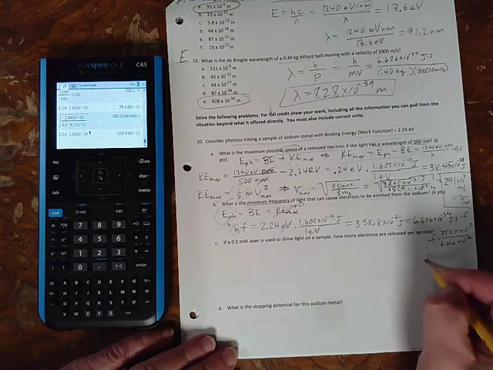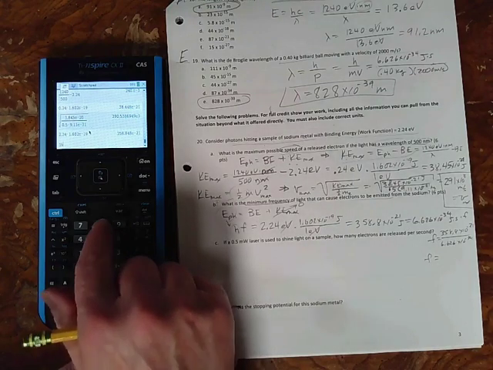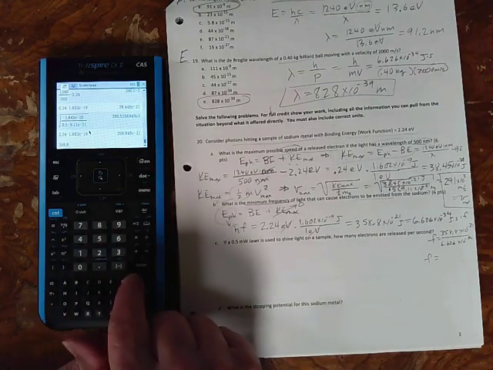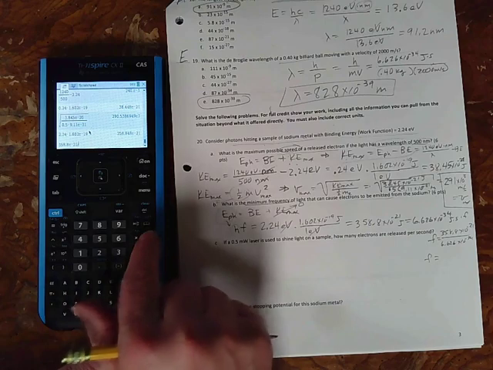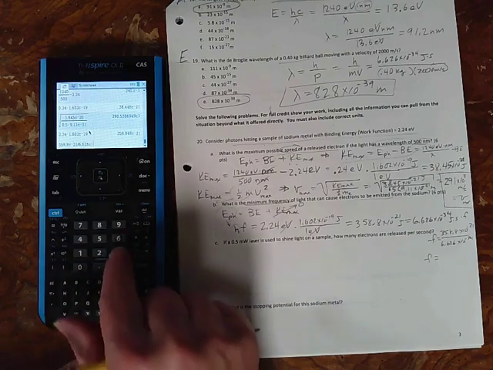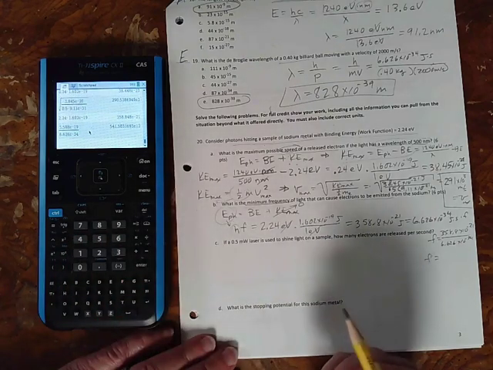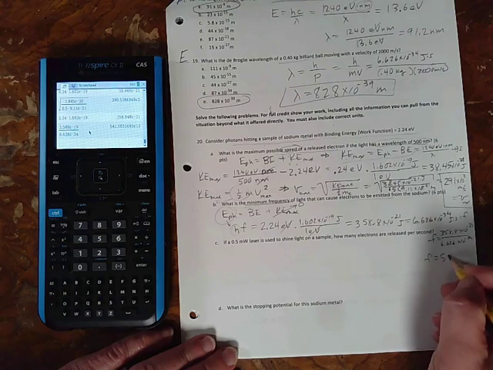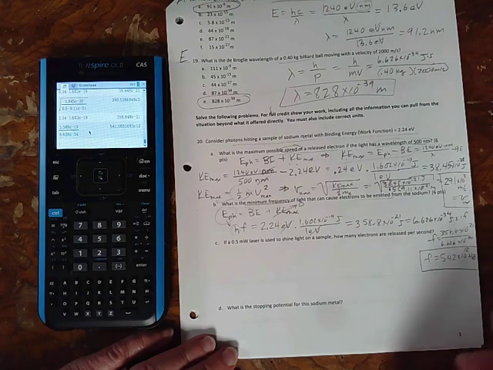So f is, plugging that in, I get 542 × 10^12 hertz. Okay, looks good.